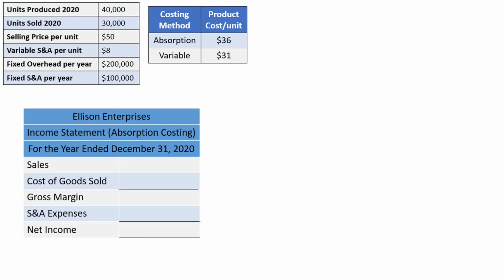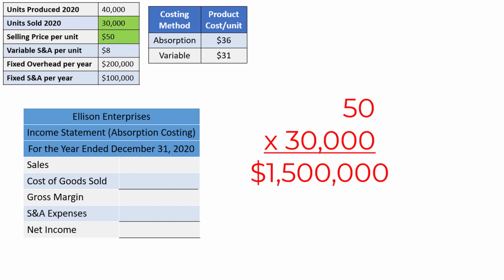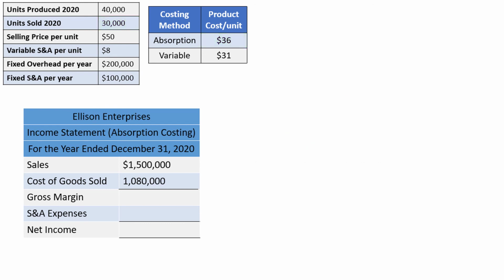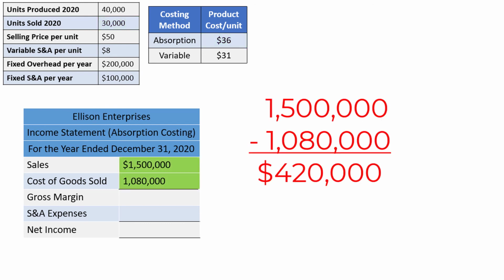For absorption costing, we begin with the sales, which are equal to the $50 selling price, multiplied by the 30,000 units sold, which comes to $1,500,000. The cost of goods sold is the product cost per unit of $36, multiplied by the 30,000 units sold, which equals $1,080,000. Make sure you multiply by the number of units sold and not the number of units produced for the cost of goods sold. The gross margin is the sales minus the cost of goods sold, which comes to $420,000.